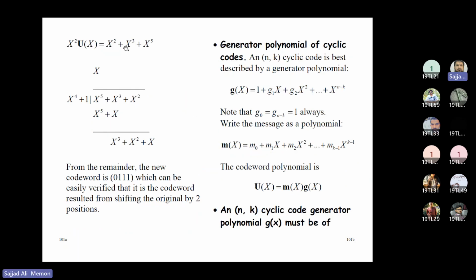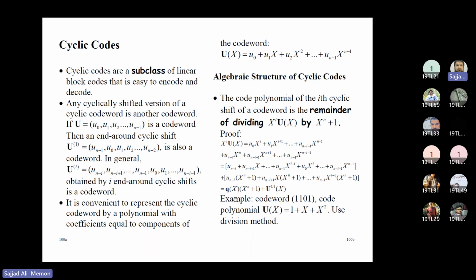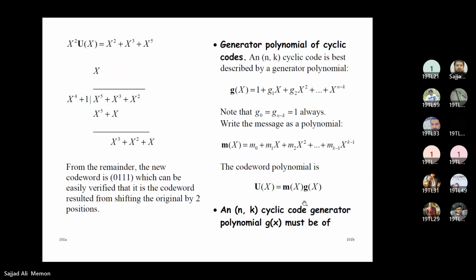Then use the division method. We multiply with x square. This becomes x square plus x cube plus x power 5. And the remainder is x power 3 plus x power 2 plus x. So this is another code word. That reads as there is no x power 0, so that is 0. x power 1 is 1, x power 2 is 1, and x power 3 is 1. So that is 0, triple 1. So the code word 1101 can be shifted to 0 triple 1. That is another code word, and this is done through the division method.